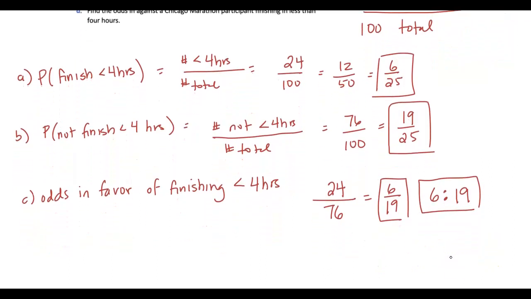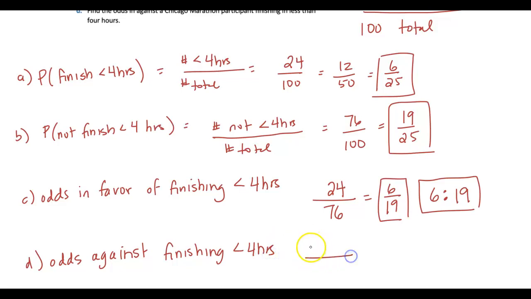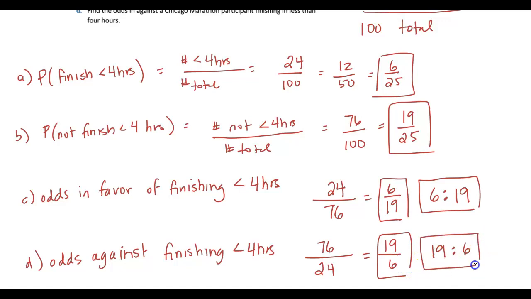The odds against finishing less than 4 hours would start with the first comparison, those that did not finish in less than 4 hours, 76, compared to the number that did, 24, and reducing, we would get 19 compared to 6, or if you wanted to write it using a colon, 19 compared to 6.